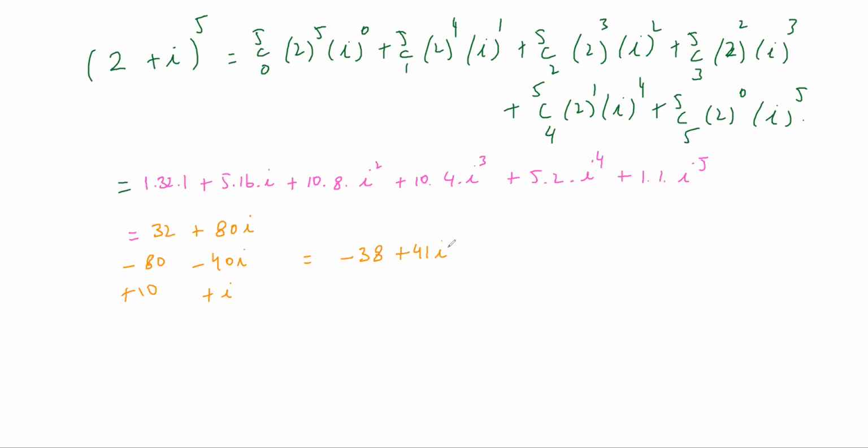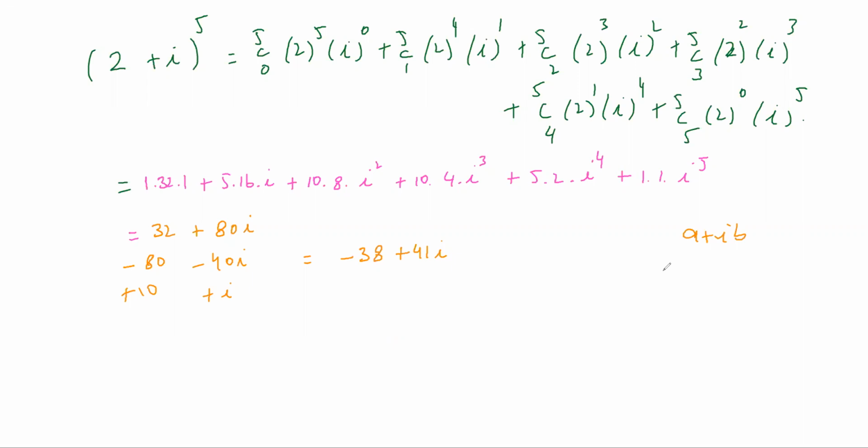So you see that all of this has to be written finally in this form, a plus iota b. There should not be any iota square or iota cube, okay? So one real part and one imaginary part, okay?